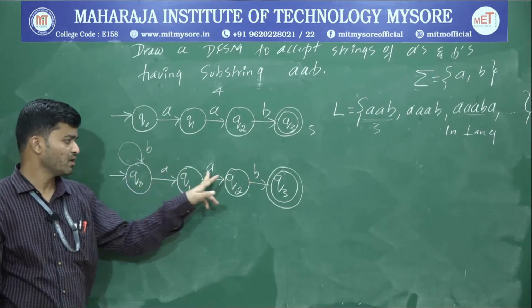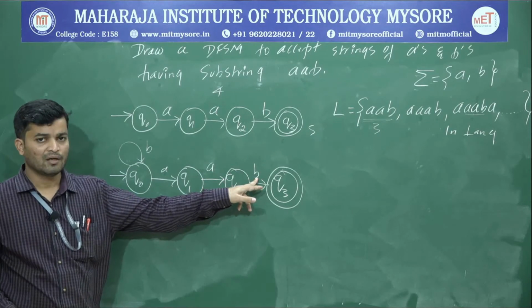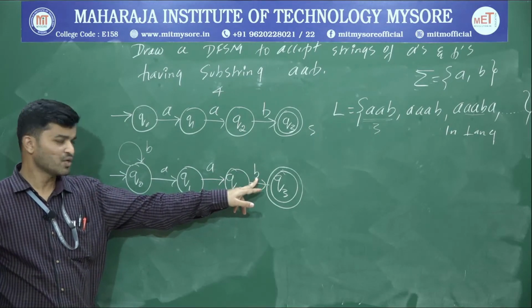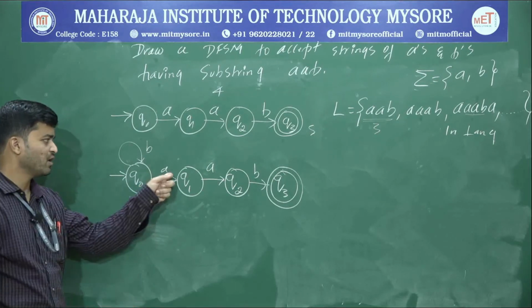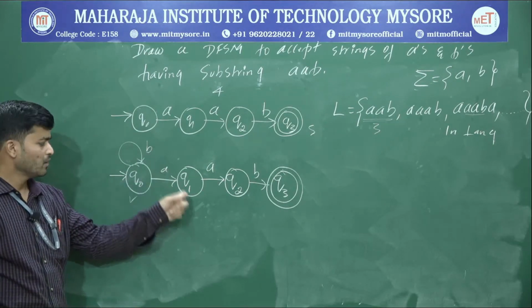N number of B's followed by A, B. So I have the substring A, B. Therefore that is going to become a valid option. So Q0 is over, because there's a path for A and there's a path for B.